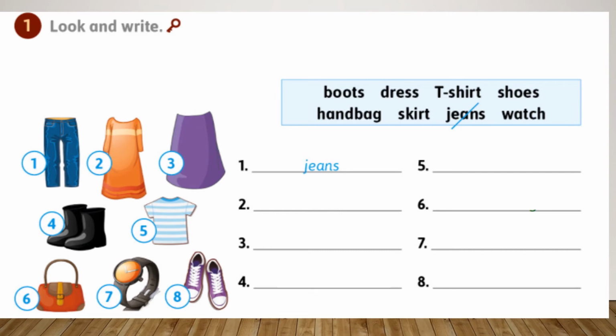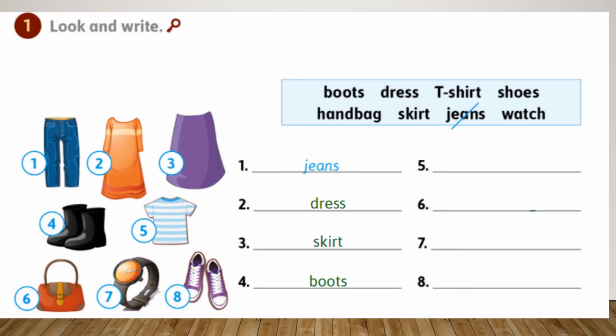Yes, let's start. Are you ready? You seem to be ready. What about picture number 2? It is? Yes, it is. Dress. Very good. And number 3? Correct answer. In picture number 3, we can see a skirt. What about number 4? Look at picture number 4. Are you ready? Yes, excellent. They are boots. Very good.